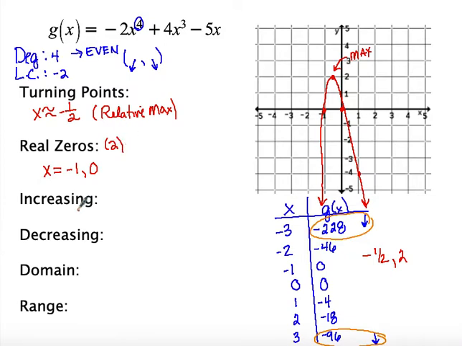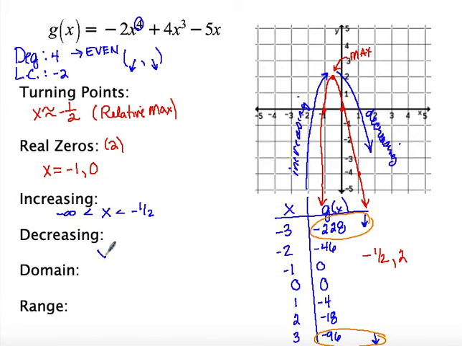Okay, where is our function increasing? So our function is increasing as long as I look left to right and it's getting bigger. So it's getting bigger until I reach that maximum point. So it's increasing from negative infinity all the way to negative 1/2. And I just write it as an interval. When we get to negative 1/2, it reaches its turning point and it's going to start decreasing. So this is increasing and this is decreasing.